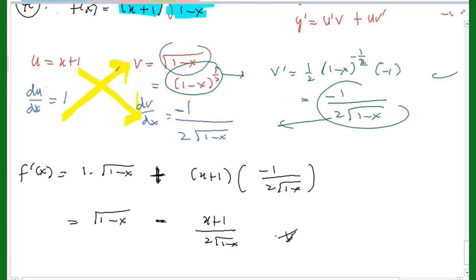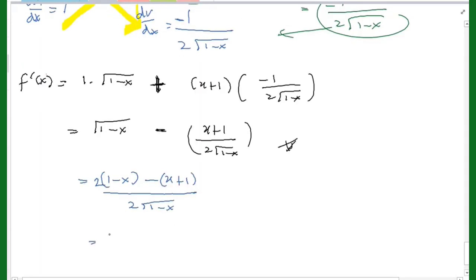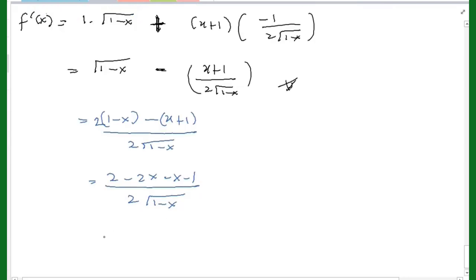Can I stop at this step? Yes, unless there is no option. If no option, try to equate the denominator. The denominator is the root of (1 minus x). So (1 minus x) minus (x plus 1) over 2 root (1 minus x), and then simplify or expand, and this one is 1 minus 3x over 2 root (1 minus x).